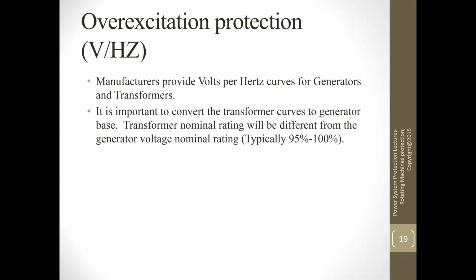Volts per hertz: essentially, if you take the ratio of the voltage to the frequency at which the machine is rotating, it provides the electric flux in the core of the machine. The generator and transformer manufacturers provide curves, and we have to set the relays below those to prevent hitting those limits. Normally, the transformer rating will be different from the generator rating, typically 95 to 100% of that. So you have to make sure that you are addressing both these issues.